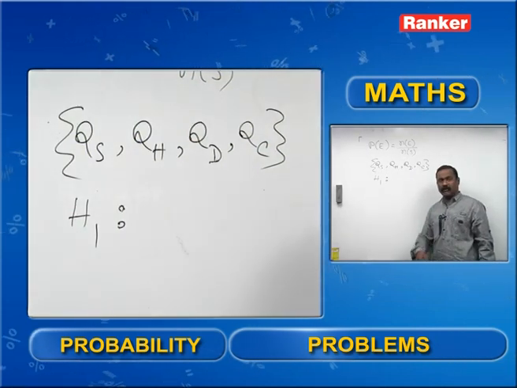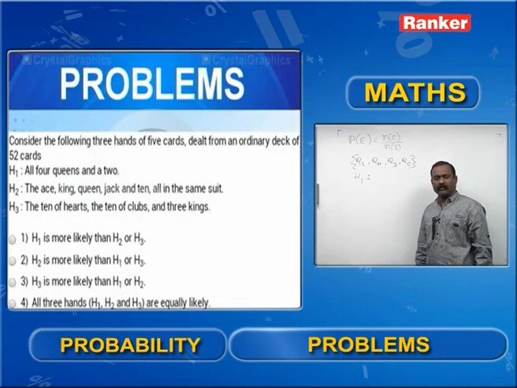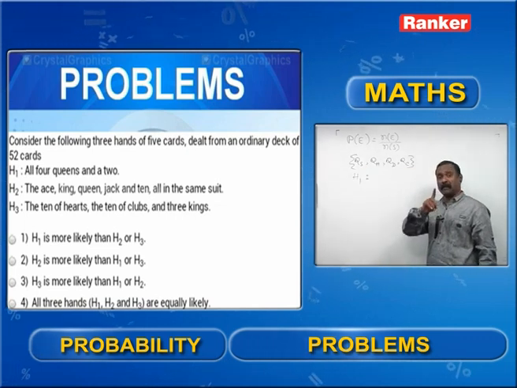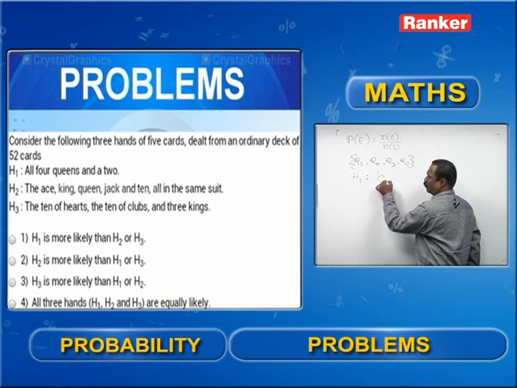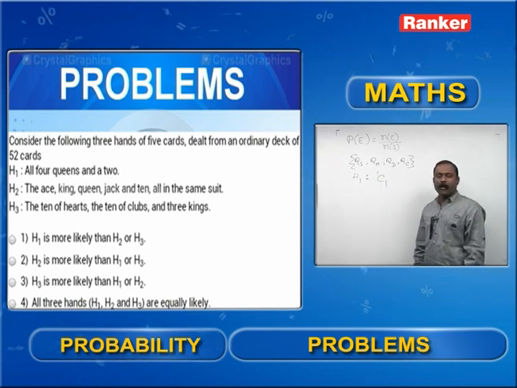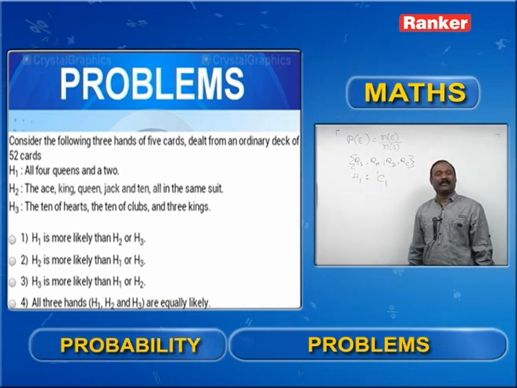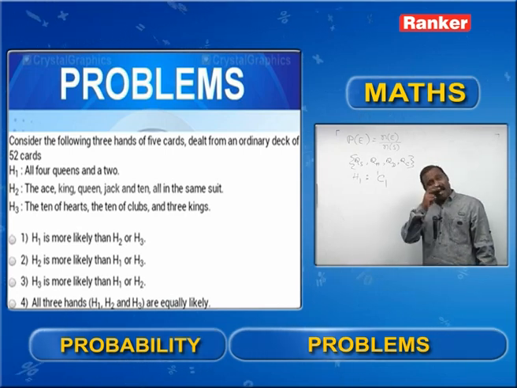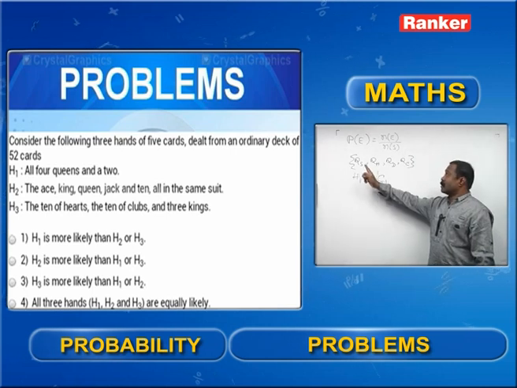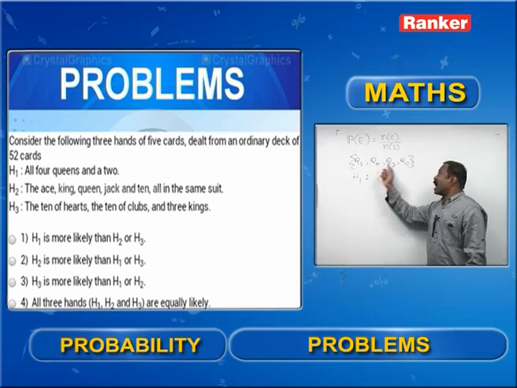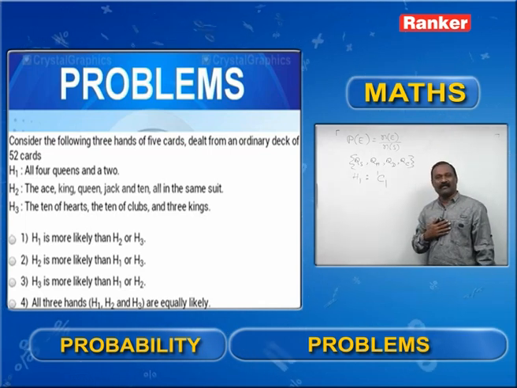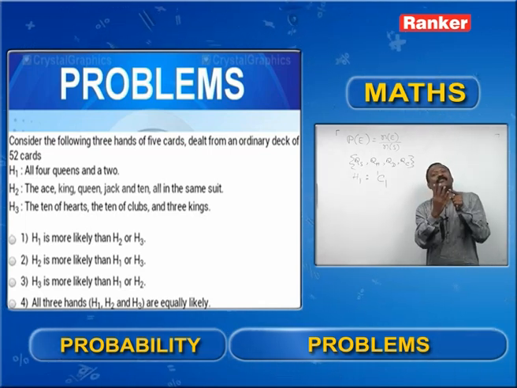Are you looking at the problem? See the slide carefully. H1 is all 4 queens, only one way. So you can choose it only in one way, 1C1. And a 2. A 2 means it's a number card. Each suit will have a number 2. That means spade 2, heart 2, diamond 2, clubs 2. So how many 2s you will have?